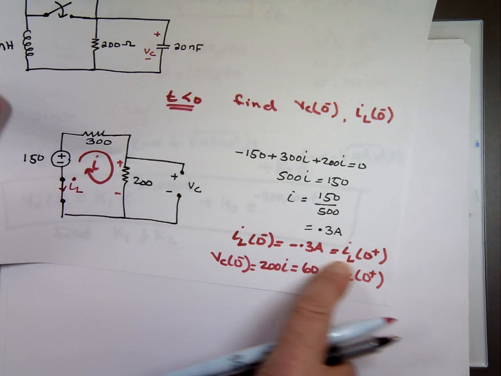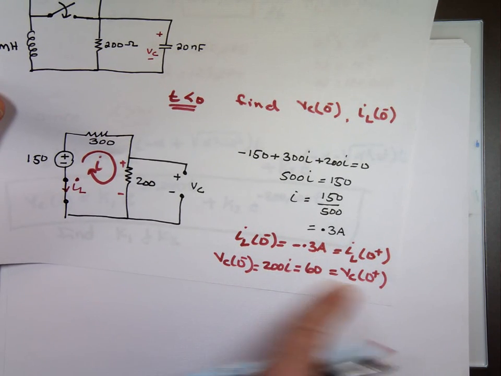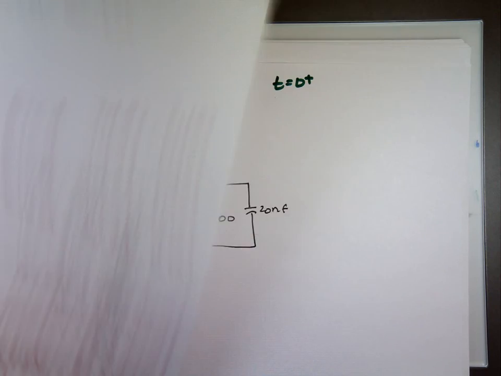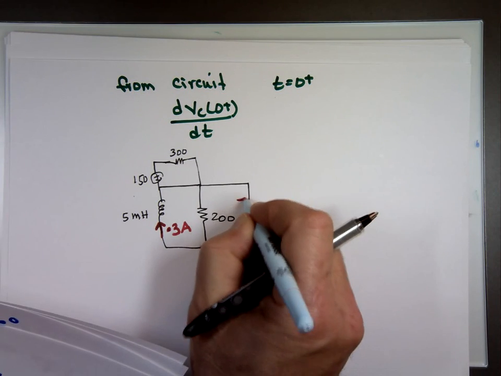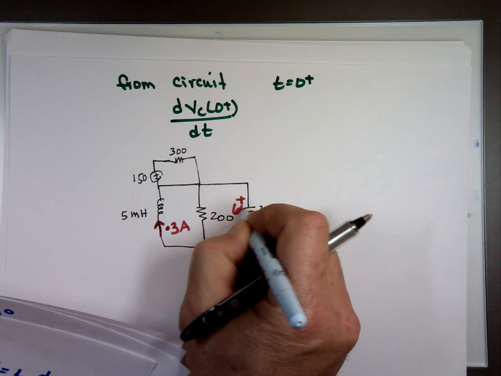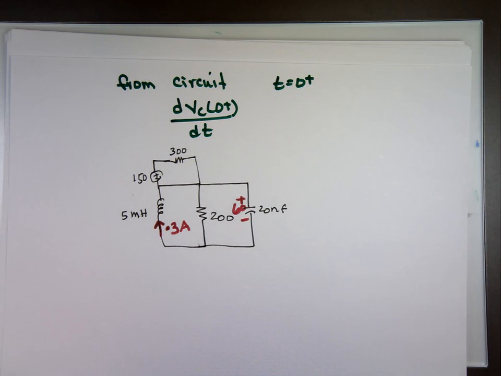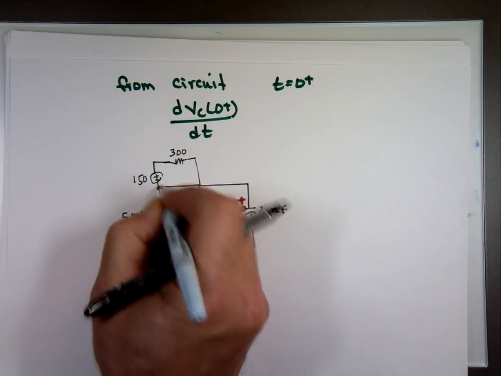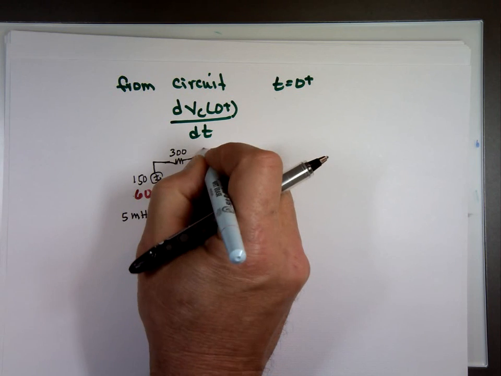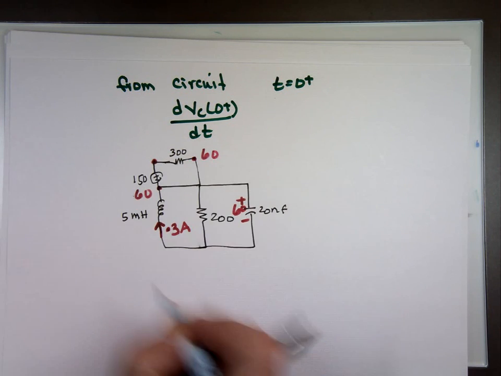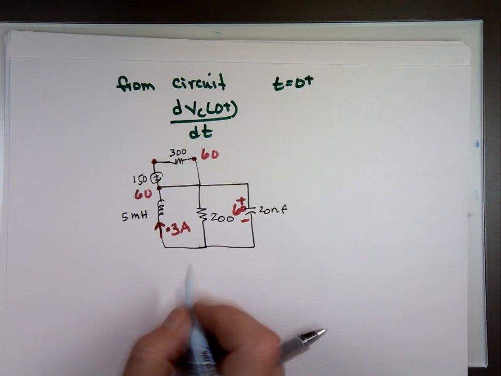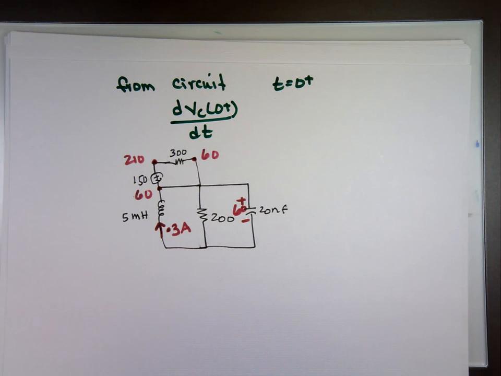I also know the voltage across the capacitor at that time was 60. So I know the voltage here is 60. If this is 60 here, this voltage is what? 150 plus 60, 210. That's the voltage, because this was 60 volts.